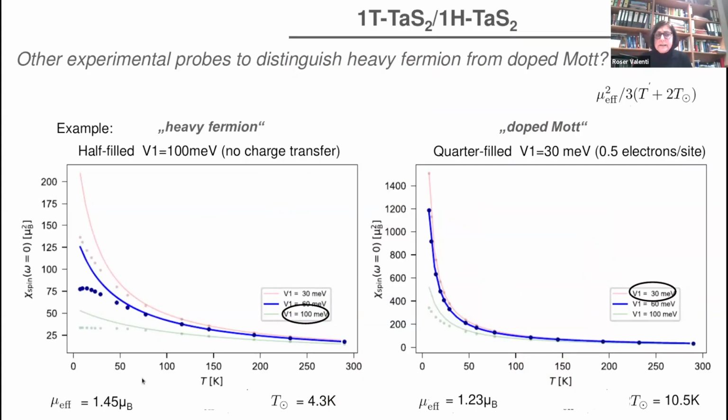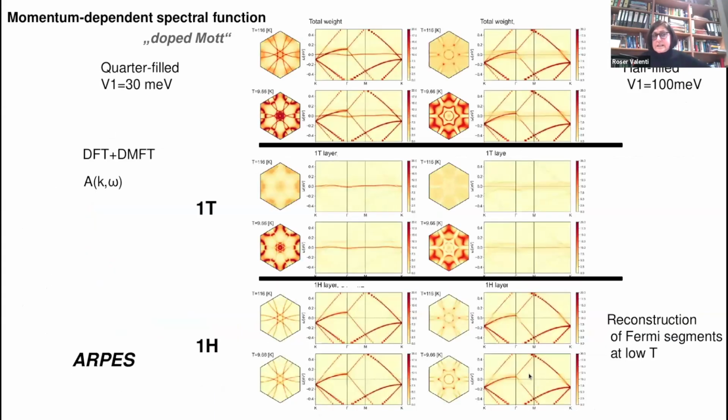Now, if we look at the fitting of the local spin susceptibility as a function of temperature to a Curie type of behavior, in this case we are getting an effective moment of 1.45 and a Kondo temperature of 4.3 Kelvin. While in this case, I'm getting similar values. So how to distinguish those is indeed, for instance, by looking at the momentum-dependent spectral function. And here again, one can clearly see the different features of having a heavy fermion scenario versus having a doped Mott insulator.